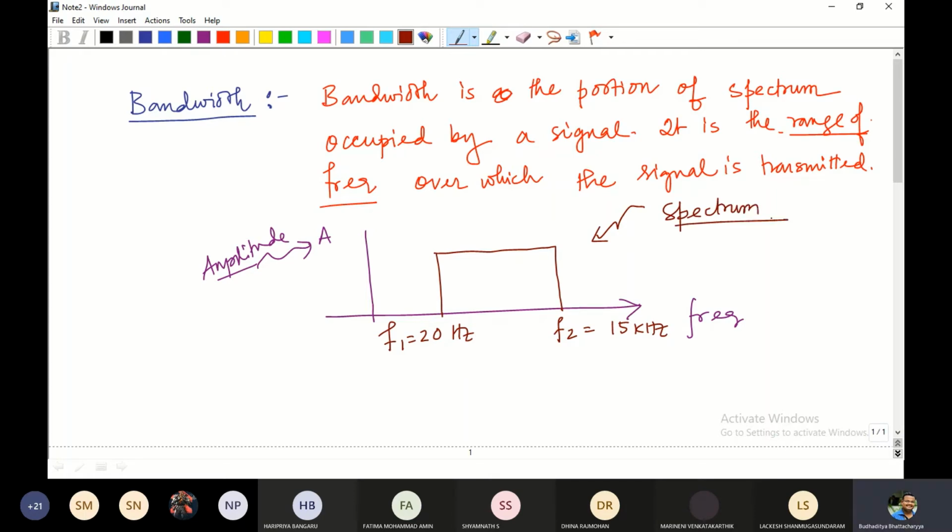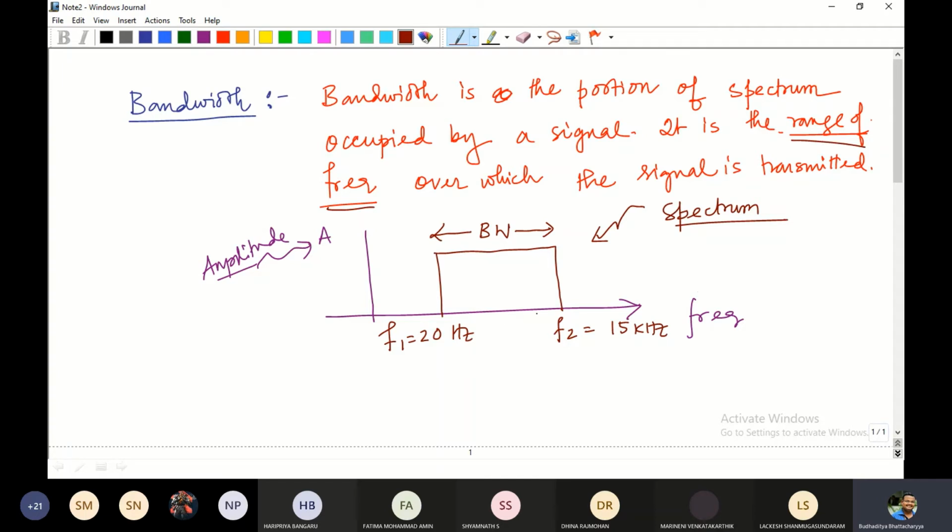Now this is what we also call the spectrum. Just like we have the light spectrum, spectrum is basically a spread. It's a frequency domain, we call it, because the x-axis is in frequency. If I represented it in terms of time, then we would call it a time domain signal. Anyway, let's leave out that part. Suppose this is there, so the bandwidth is nothing but this part. So it is the range of frequency over which the signal is transmitted.